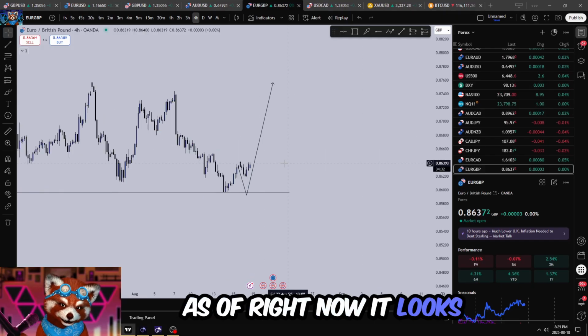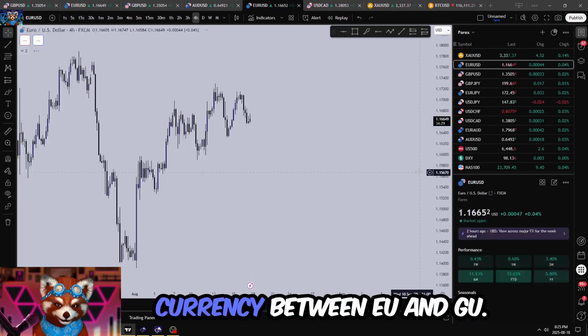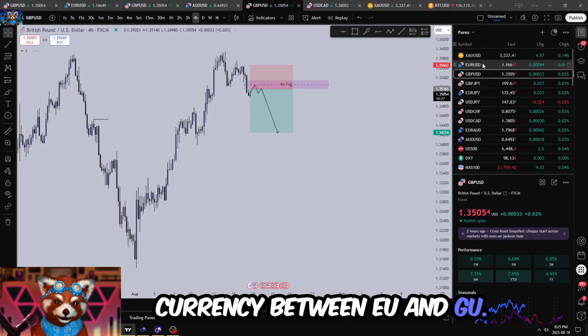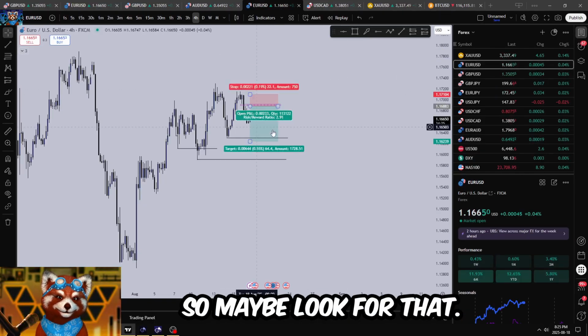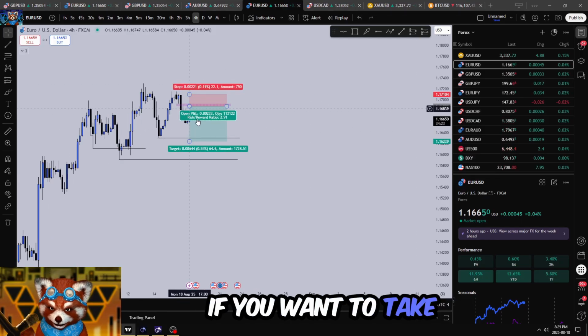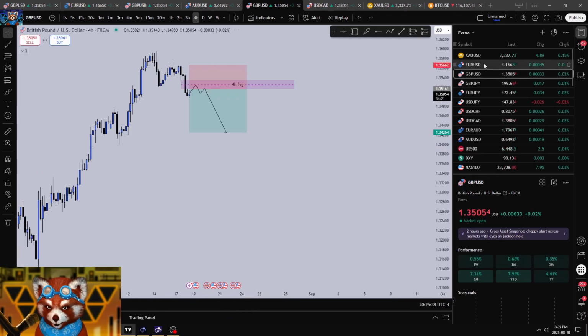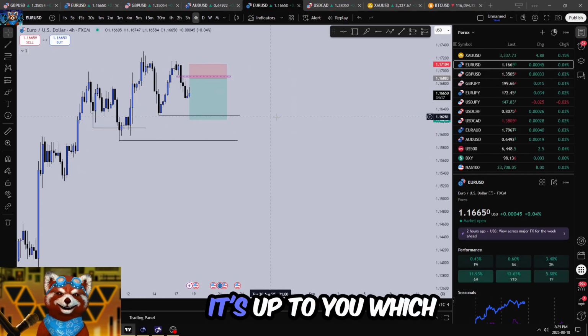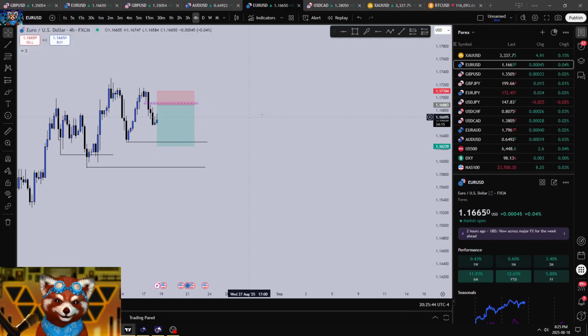As of right now, it looks like Euro is the stronger currency between EU and GU. So maybe look for that if you want to take these trades. They both look pretty clean. It's up to you which pair you like more.